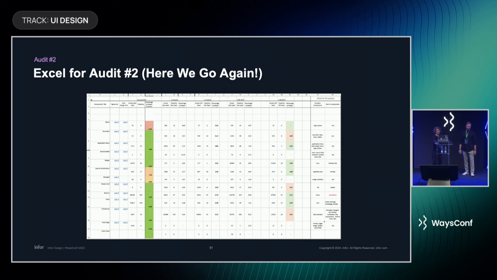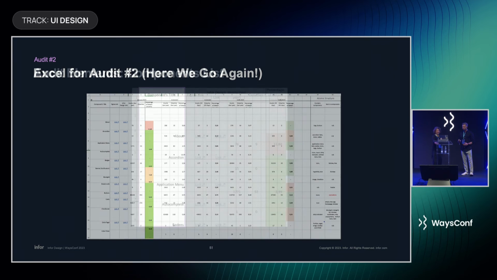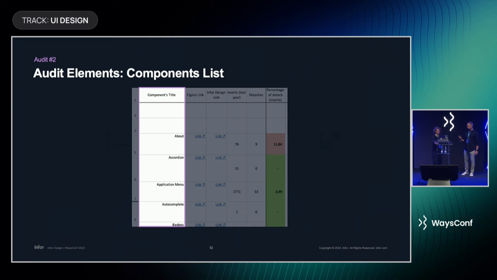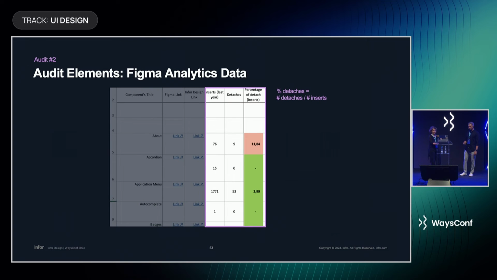So again, we created a comprehensive Excel file where we tried to capture useful parameters and data. It was a place where we gathered the numbers that we wanted to measure in this audit. We can go through it. We created a components list, as we did in the first audit, with some useful Figma links, and links to a website where users can find useful information about components. And I think it's the most important part of this audit.